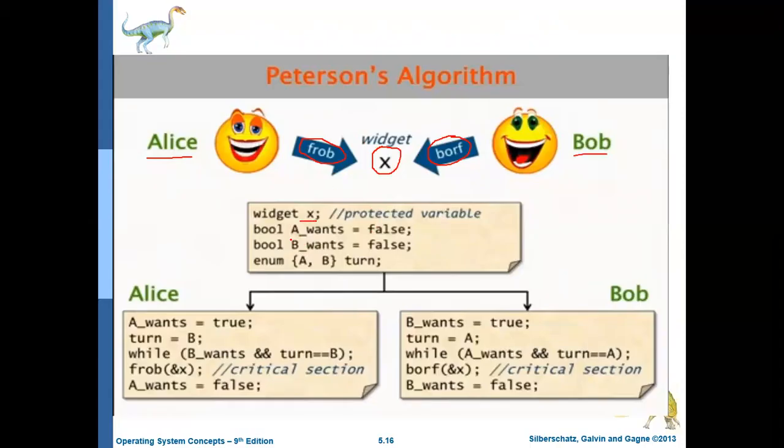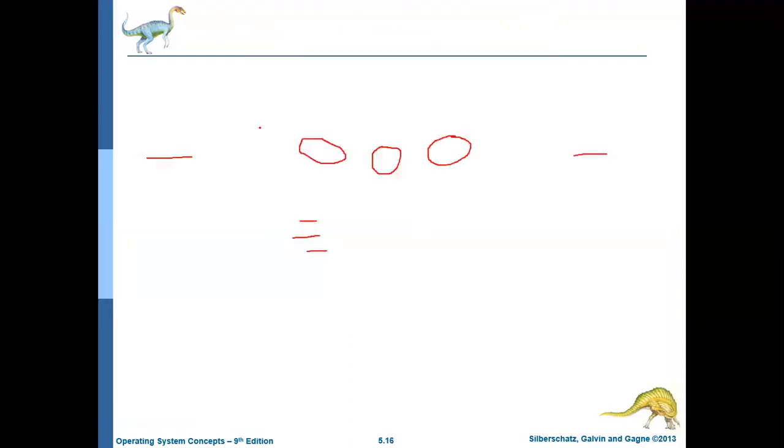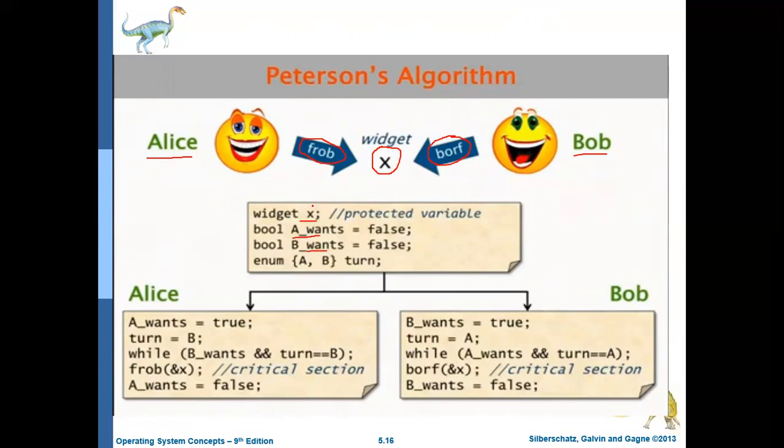Okay, so there are two variables, A wants and B wants. It is similar to the algorithm we discussed, flag of i and flag of j. Flag of i equal to true means i wants to enter the critical section. Flag of j equal to true means j wants to enter the critical section. Similarly, here, instead of that array, we are using different variables, A wants and B wants.